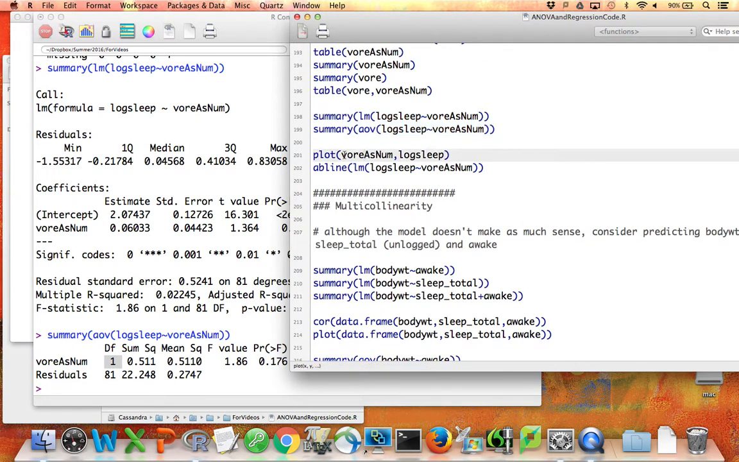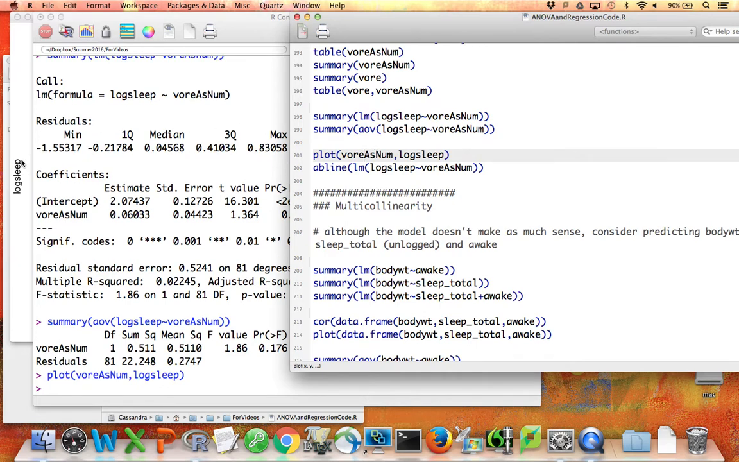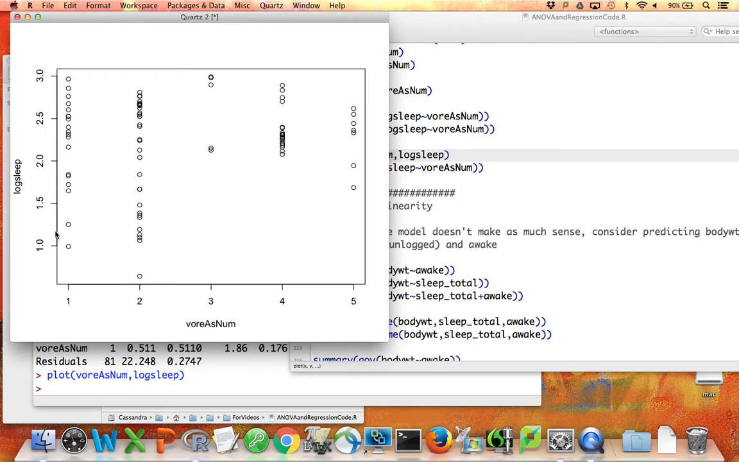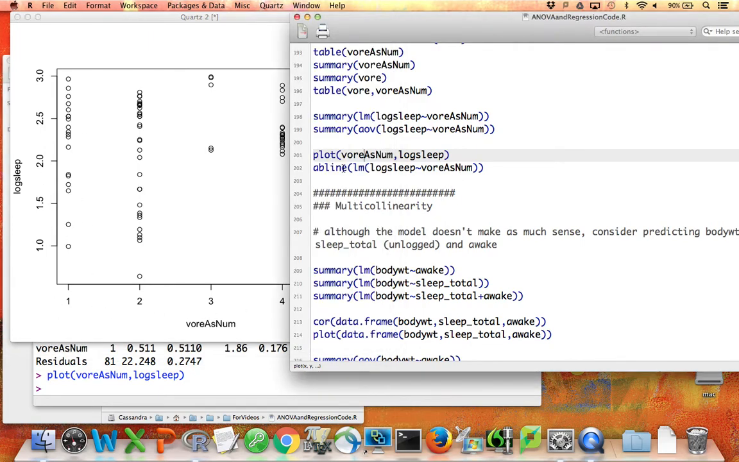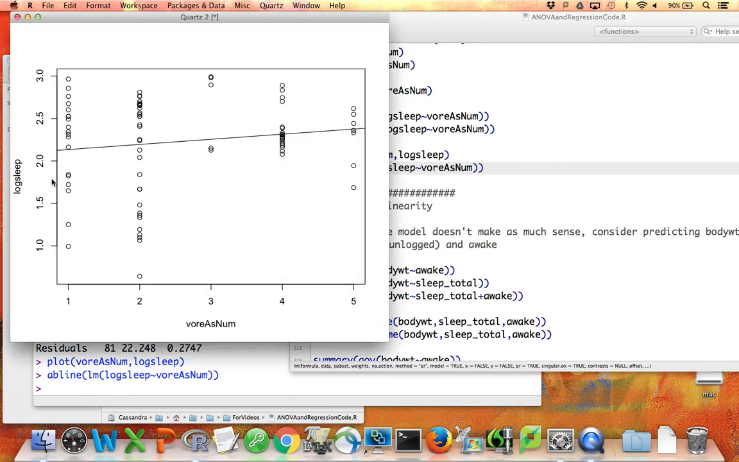I want to show you that if I make a plot where the x-axis is this numeric variable of vore and the y-axis is log sleep, right? These are the labels 1, 2, 3, 4, 5. And then if I put on the line that results from incorrectly running this regression with vore as a numeric variable, it does indeed draw a line.